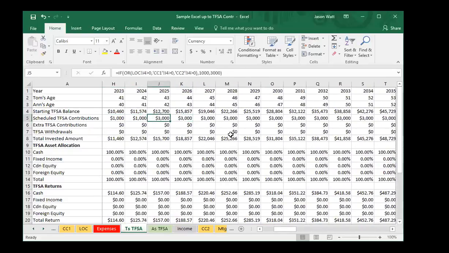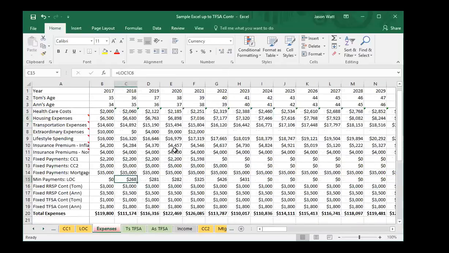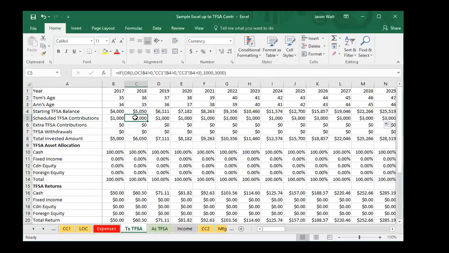So now my scheduled TFSA contributions, and what should have happened is that should show up on my expenses now, where we have our scheduled TFSA contributions, and there they are. And we could do the same kind of thing for Anne, where we take the formula we just used for Tom's TFSA. I'm just going to copy that formula.